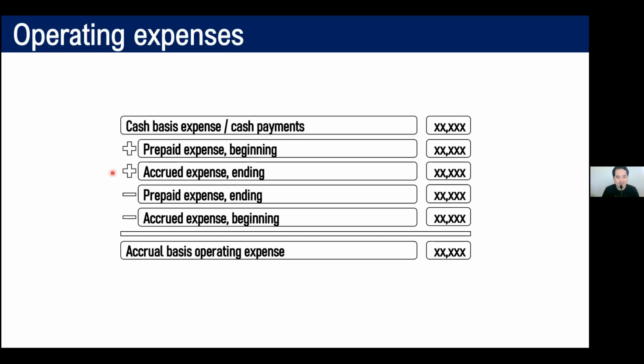The next thing you add is your ending balance naman ng accrual. Bakit naman ending balance? As you know, an accrued expense is an expense relating to the accounting period today, pero hindi pa po siya nababayaran ng company. Pero expense siya this period. So any ending balance of that should also be added to get your accrual basis operating expense. Okay?